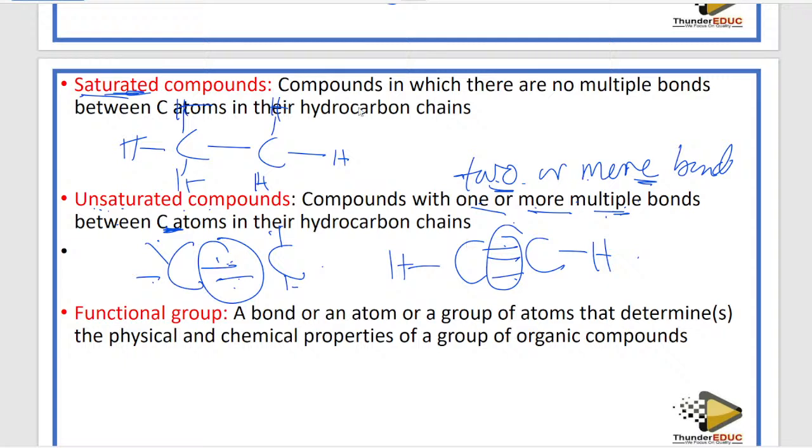Why should it be between carbon atoms? Because I can have something like this. You see? The double bond is not between carbon atom and carbon atom. It's between carbon and oxygen. So that's a different story.